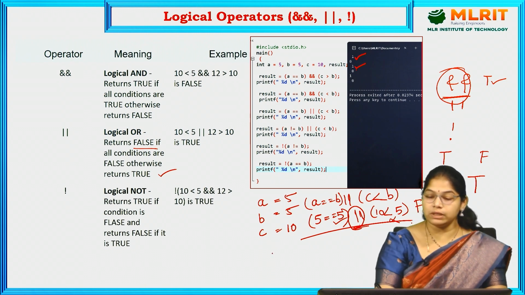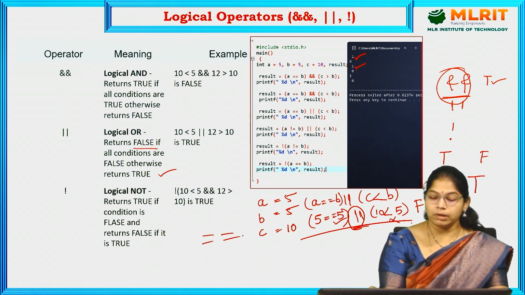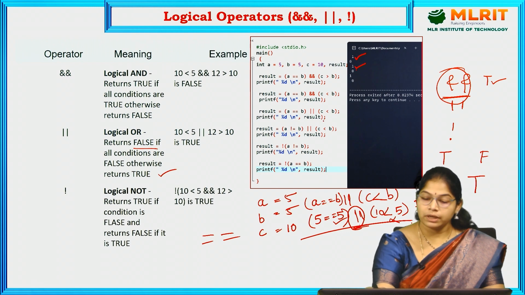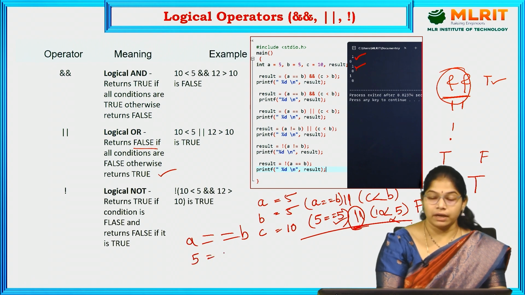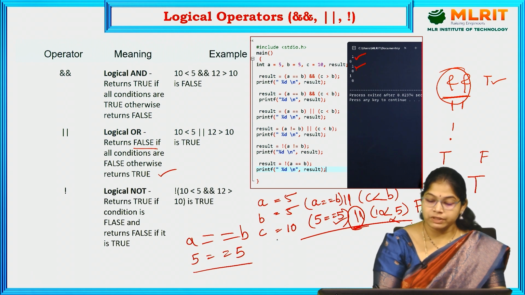Then double equal to. So here we have double equal. Let us suppose A double equal B. Here A value is 5 and B value is 5. Yes, the condition is true. So if the condition is true, it has to return the value 1.